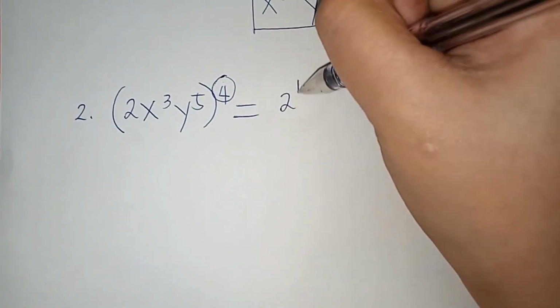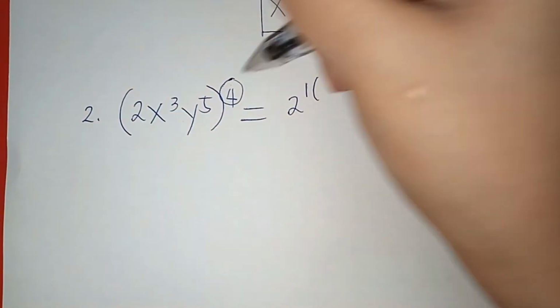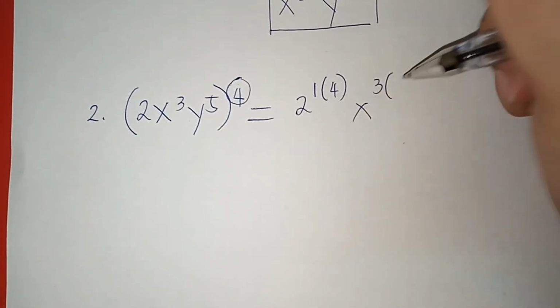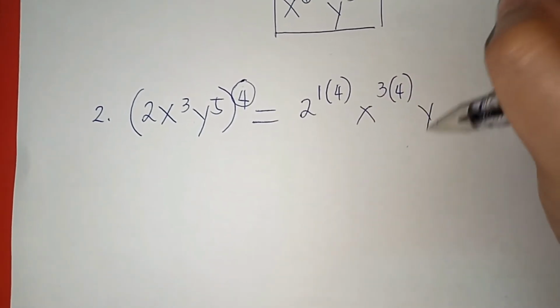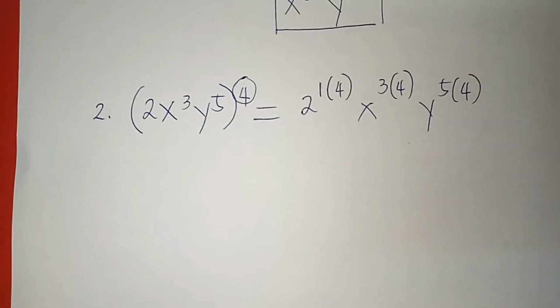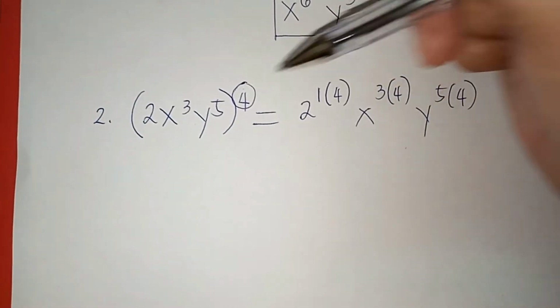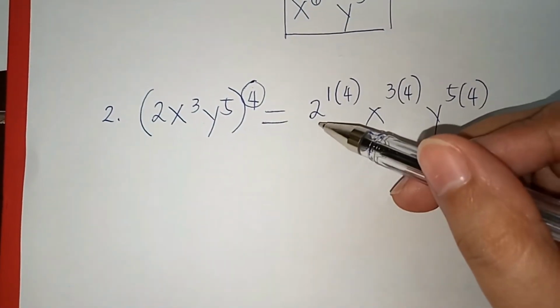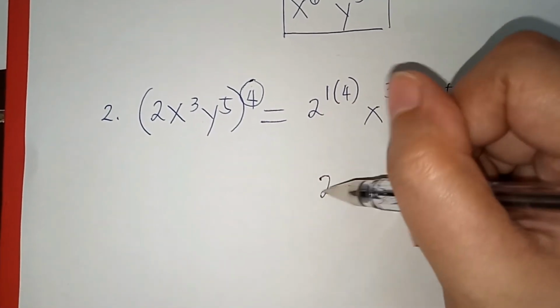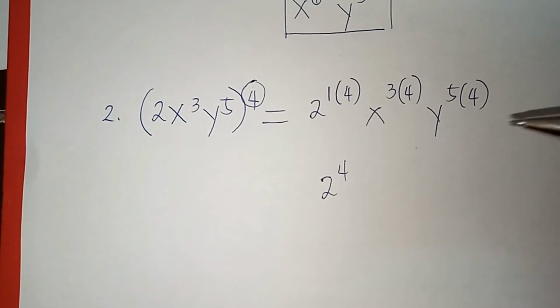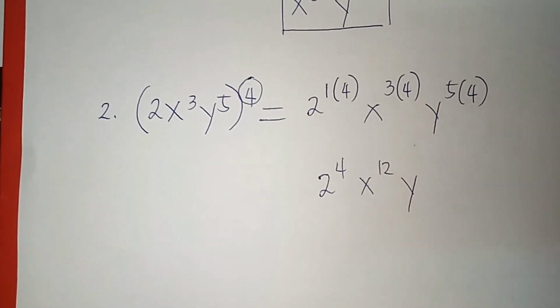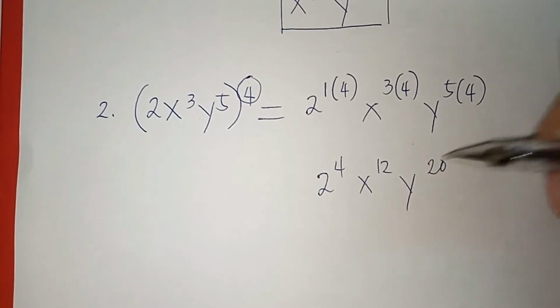So, 2 raised to 1 times the exponent outside, which is 4. And then, x cubed times 4. And then, y raised to 5th times 4. It is always the exponent outside that you multiply there. Okay? Let's simplify. 2 raised to 1 times 4 is 4. So, we have 2 raised to 4. Then, x, 3 times 4 is 12. Then, y, 5 times 4 is 20.